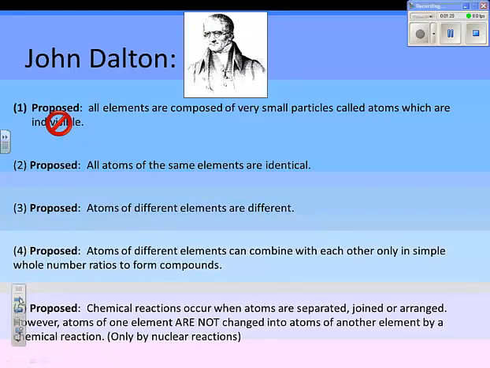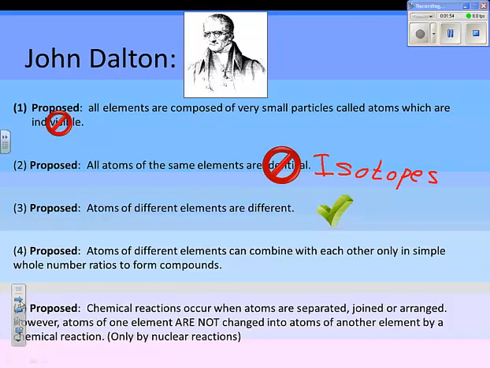The second thing he proposed is that all atoms of the same elements are identical. That sounds good, but it's also not true because they are not identical. They do something called isotopes. It's the same element with different masses. We talk more about isotopes later on, but they have a different number of neutrons, so they're not all the same. Number 3, he proposed that atoms of different elements are different. That sounds so right, it has to be right, and it is.